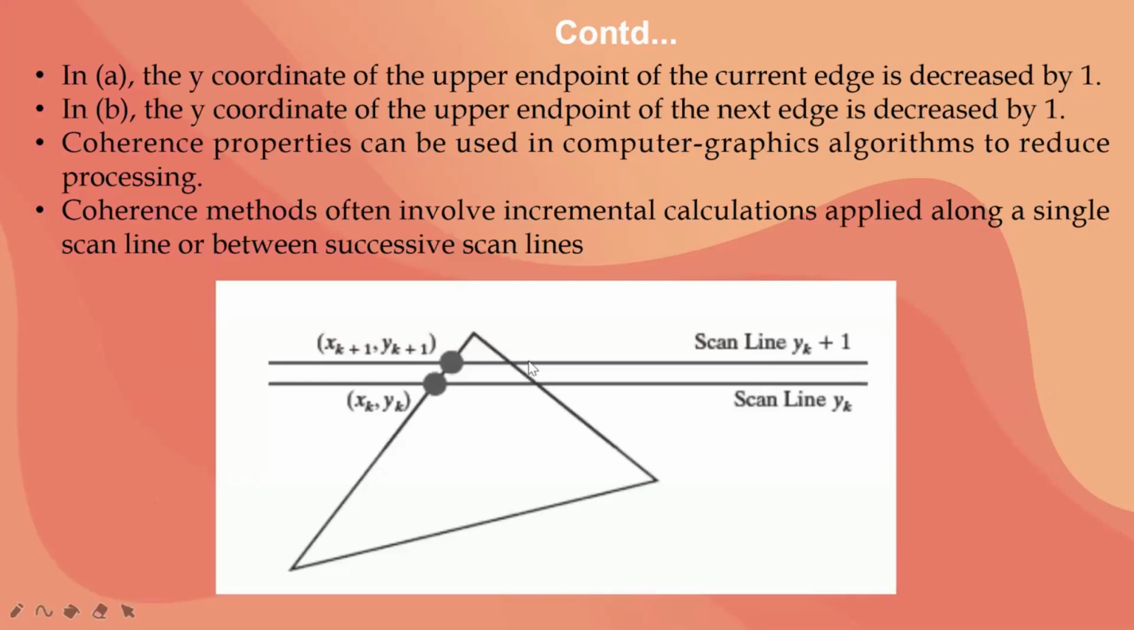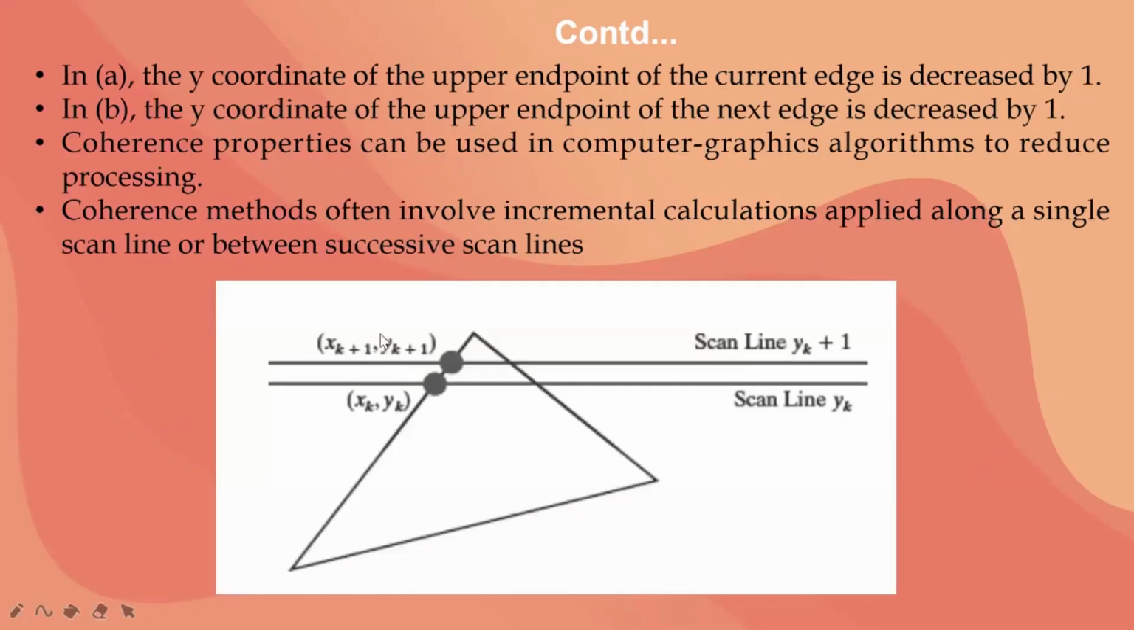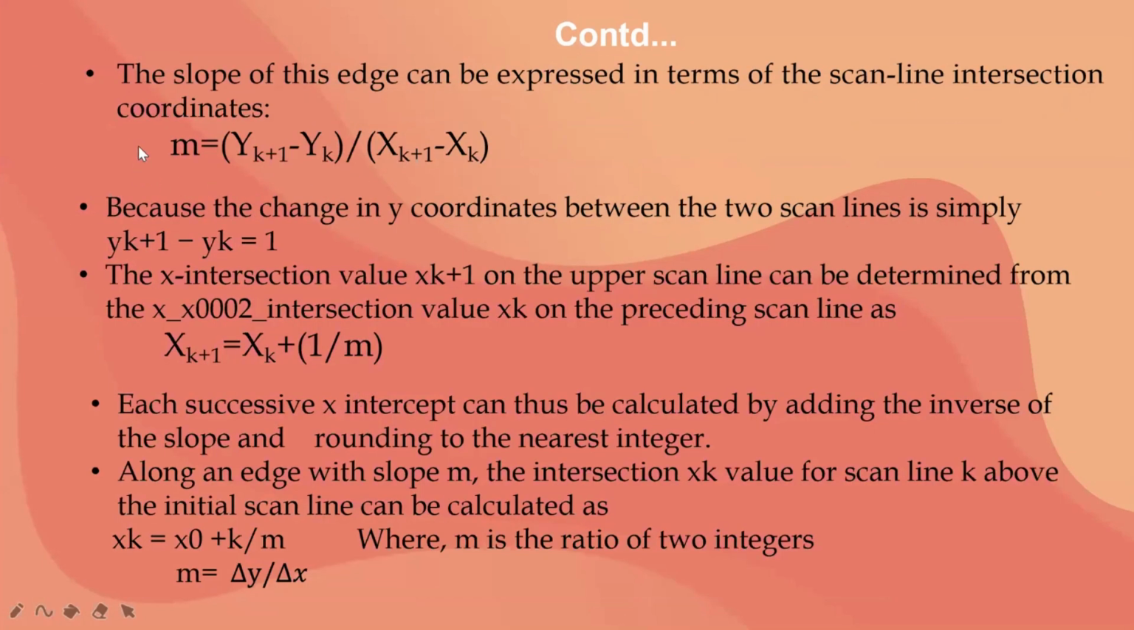So I know how to find out the slope. The formula is y2 minus y1 divided by x2 minus x1. So here what is the value of my y2? That is yk plus 1 minus yk divided by xk plus 1 minus xk. So I have just written the slope of this edge of my scan line intersection coordinates. Once I have got my slope, next I have to find out the y coordinates of your two scan lines. So how to find out that?